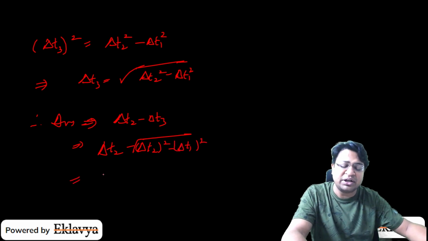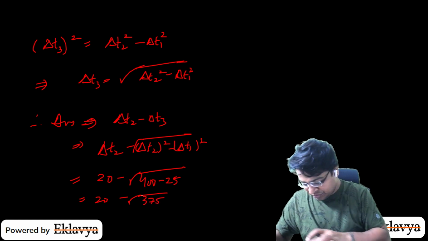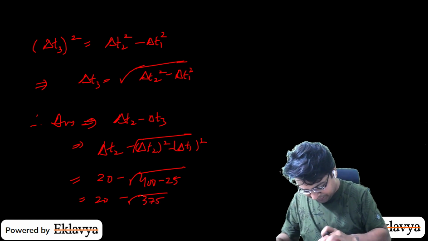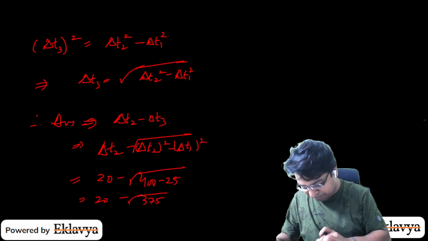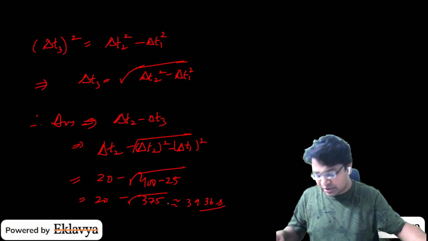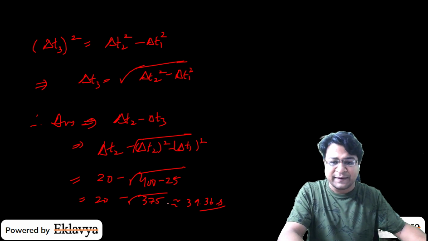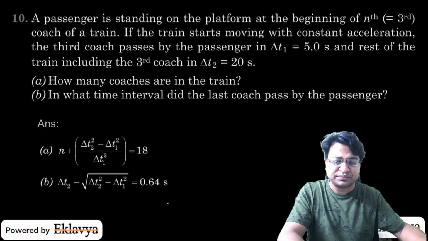So this will become delta T2 was 20 minus root of 400 minus 25. So this is 20 minus root 375. Now, how much will this be? Root of 375 plus 20 gives us somewhere around 39.36 seconds. So this is what we are getting. I hope I haven't committed any mistake. Okay, let's check the answer.